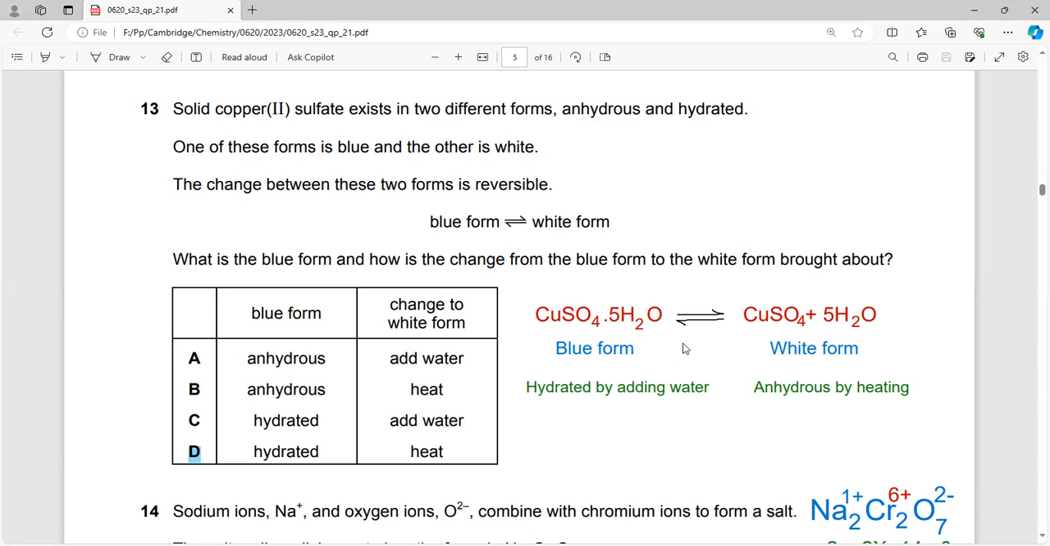But if you heat it, the water will evaporate. When the water separates from the copper sulfate, it becomes anhydrous copper sulfate, and this anhydrous copper sulfate produces the color white. In this way, that's a reversible reaction. So we check the information: the blue form is the hydrated form, while if you heat it, it will change into the white form. So D is our correct option here.